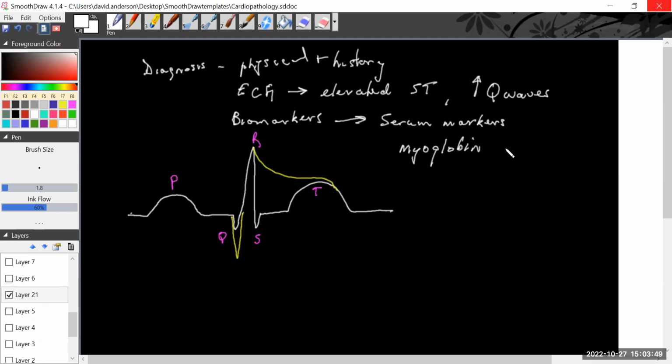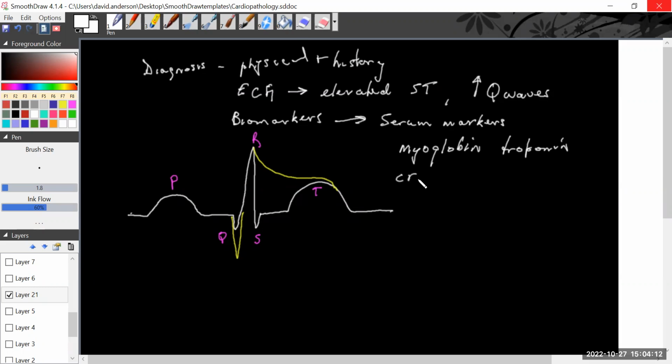So myoglobin and troponin. Troponin is the regulatory protein that binds with calcium to change shape to allow myosin and actin to be able to form cross bridges and then power strokes to create contraction. So this troponin gets released into the circulatory system as well.